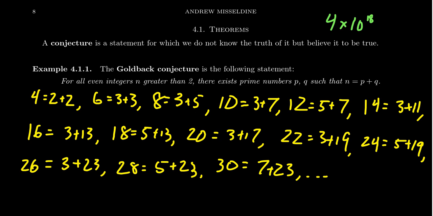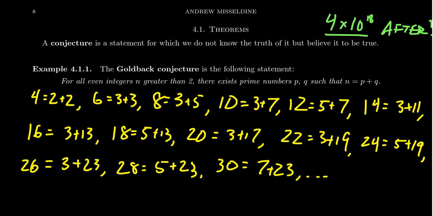Now, is this a proof? Well, the statement does restrict it to numbers up to this point. So for every even number below 4 times 10 to the 18th, this is a true statement. But Goldbach's conjecture says for all even integers. So after this number, we don't have any definite statement there yet. We do not have any guarantee for them.